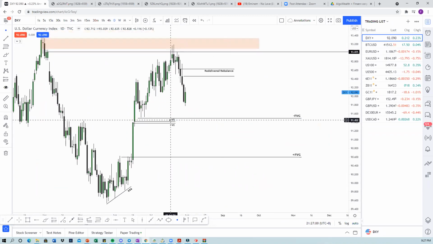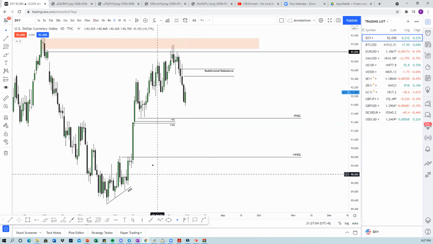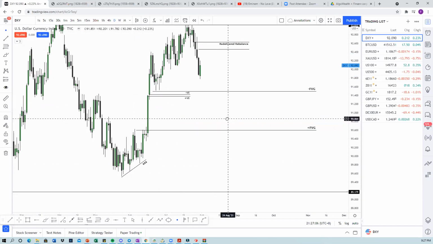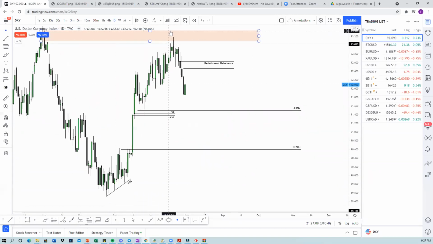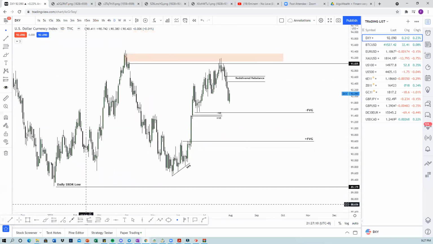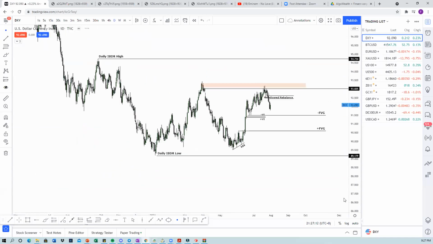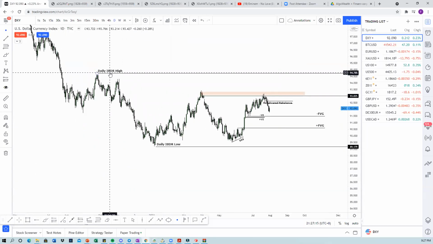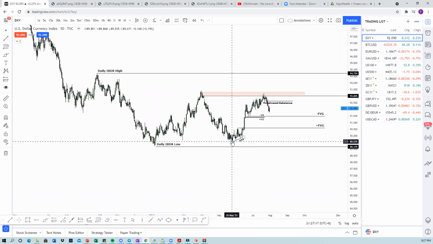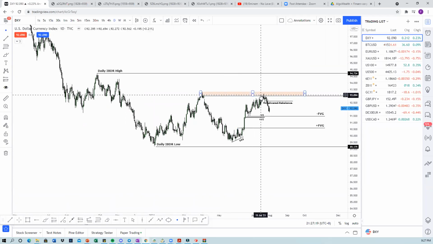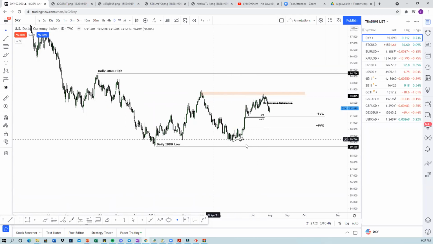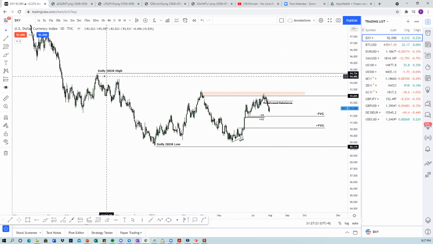We just want to look at the draw on liquidity on dollar index, right? Obviously, anyone can see that this is a low and this is a high, or this is your daily IBDR low and your daily IBDR high is over here. But from a fractal standpoint, this is your IBDR low, this is your IBDR high. So think of it like that.